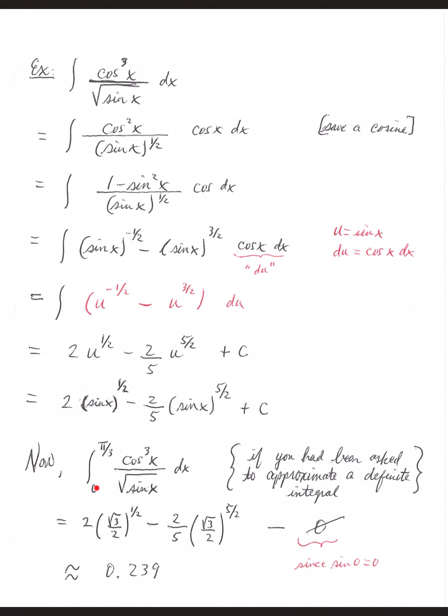When you substitute 0 in for sine x, you get 0. Sine of 0 is 0. So that's why I wrote this note out here. Type this into your calculator, and you can approximate the value as 0.239.